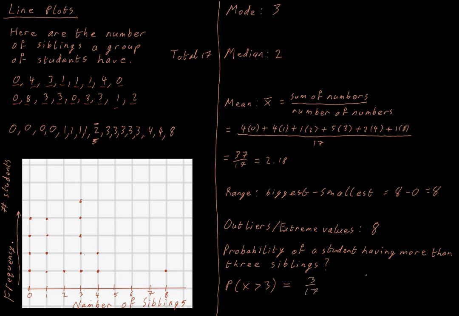If I picked one of the students at random, I'd have a 3 out of 17 chance of picking someone who had more than 3 siblings.